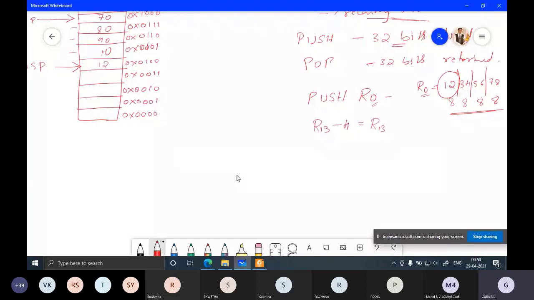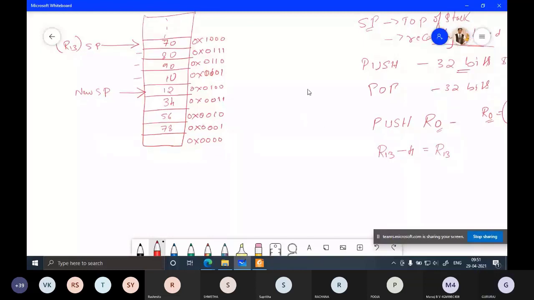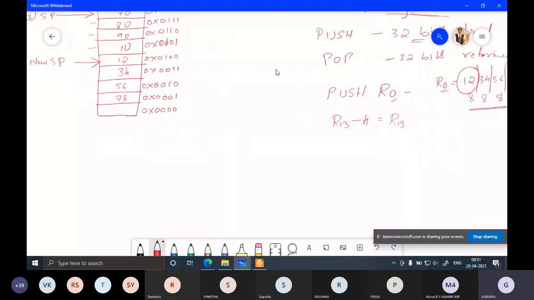In the next location, 34 will be stored, the next 8 bits. In the next location, 56 will be stored, and in the next location, the last 8 bits, which is 78, will be stored. Remember I told you, in all the commercially available memories, each location can store only 8 bits, not more than that. Hence, to store 32 bits of data, which is R0, you require 4 memory locations.